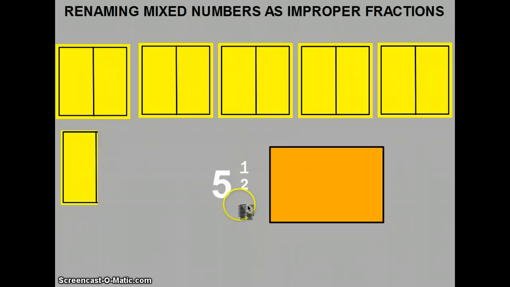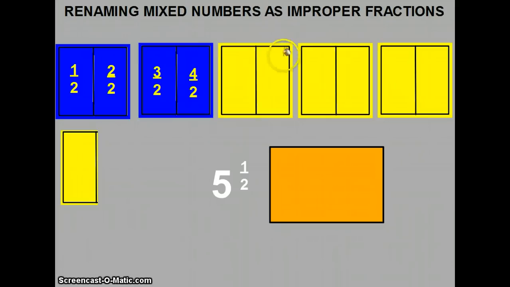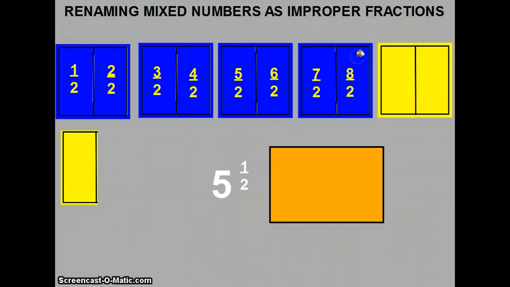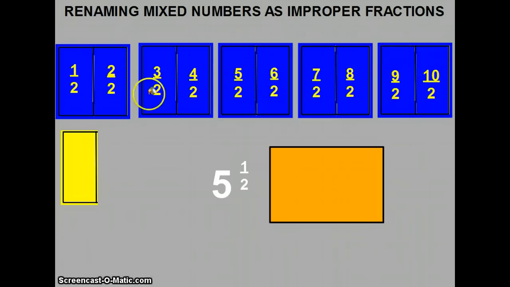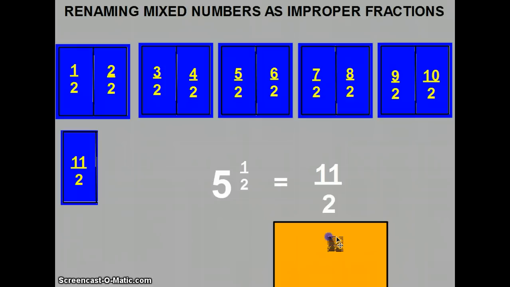Another way we can name this amount is as an improper fraction. To do that, we need to count how many half pieces we have. So, if we go to our wholes, we can see they're divided into halves. And we have 1 half, 2 halves, 3 halves, 4 halves, 5 halves, 6 halves, 7 halves, 8 halves, 9 halves, 10 halves, and finally 11 halves. So we can rename this mixed number as an improper fraction, 11 halves. Notice our numerator is larger than our denominator. That tells us that we have more than one whole.